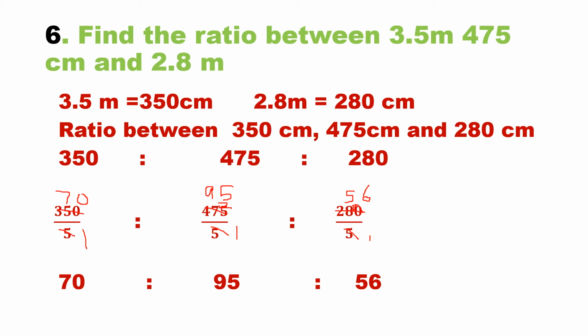Now if we think about this, we don't get any common thing, isn't it? This gets divided by 5. This is divisible by 5, but this does not. If you see 2 or 3, just check. So you won't get any common factor. Okay. So that means we will have to leave it as it is. So the answer is 70 is to 95 is to 56.